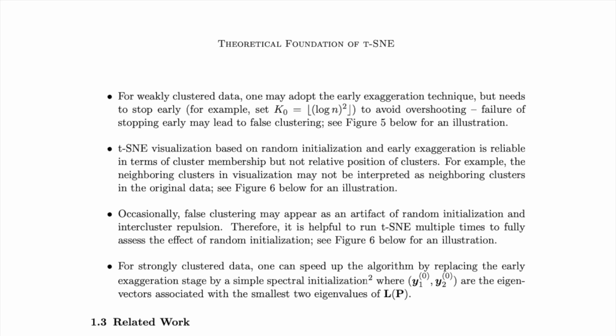t-SNE visualization based on random initialization and early exaggeration is reliable in terms of cluster membership, but not relative position of clusters. For example, neighboring clusters in the visualization may not be interpreted as neighboring clusters in the original data. See figure 6 below for an illustration. Occasionally, false clustering may appear as an artifact of random initialization and intercluster repulsion. Therefore, it is helpful to run t-SNE multiple times to fully assess the effect of random initialization. See figure 6 below for an illustration.